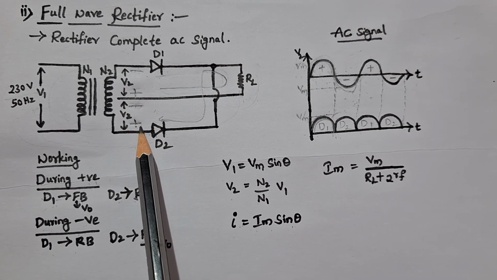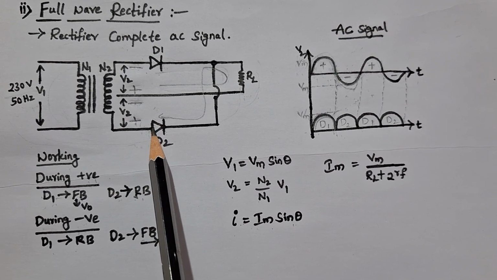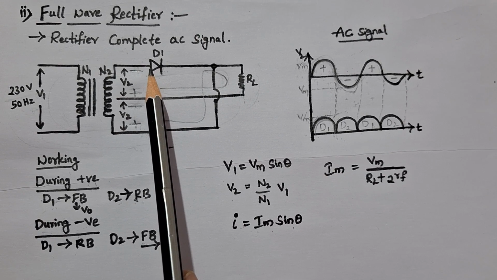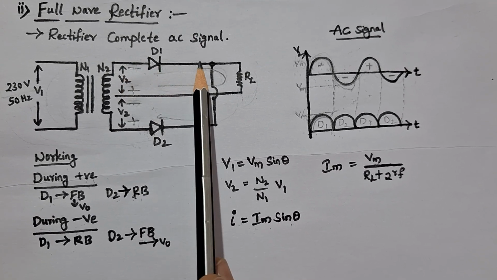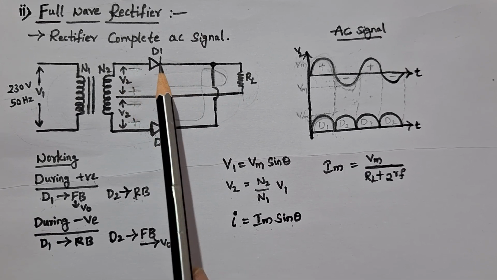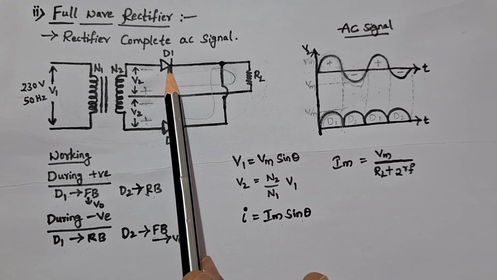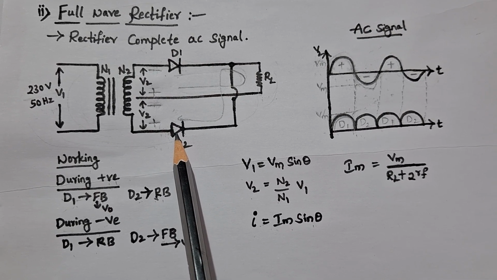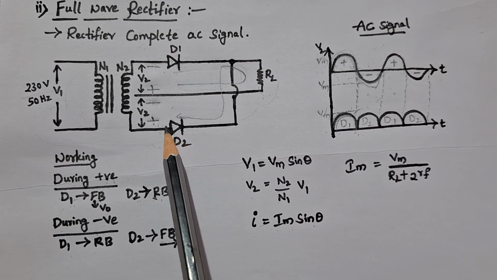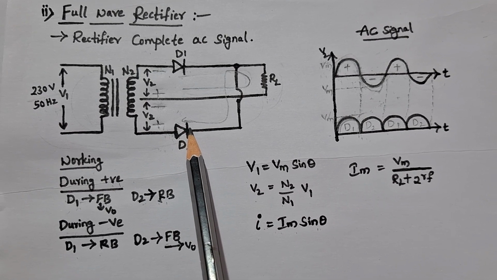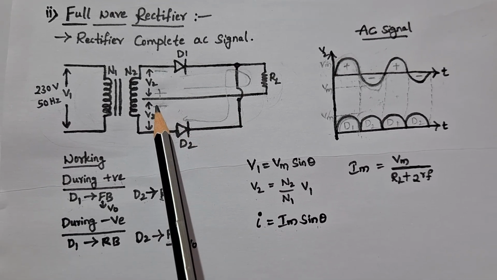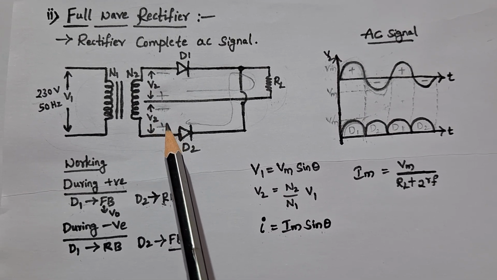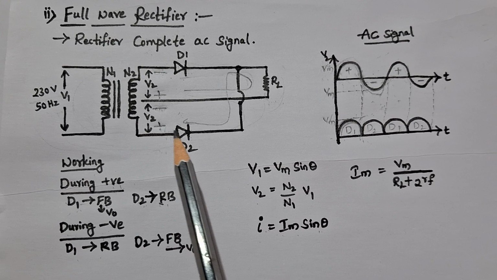Due to these polarities we can observe that D1 is reverse bias, because negative is connected to anode and positive is connected to cathode. And D2 is forward bias, because positive is connected to anode and negative is connected to cathode. So we can say D1 is reverse bias during the negative half of the input cycle.